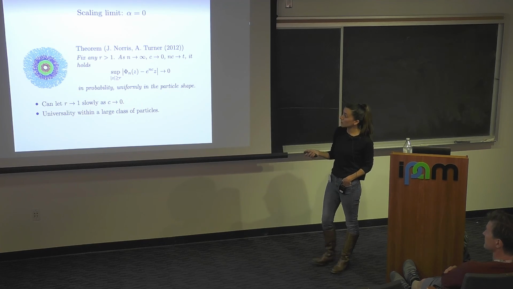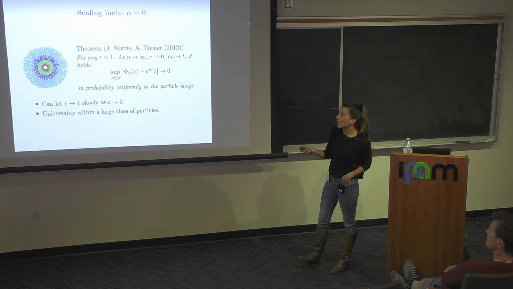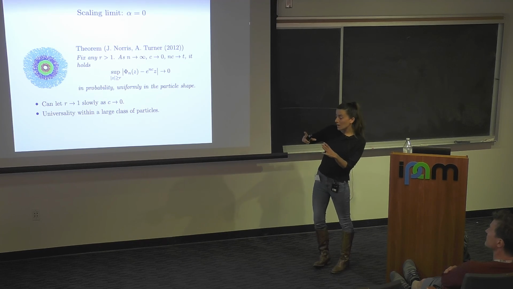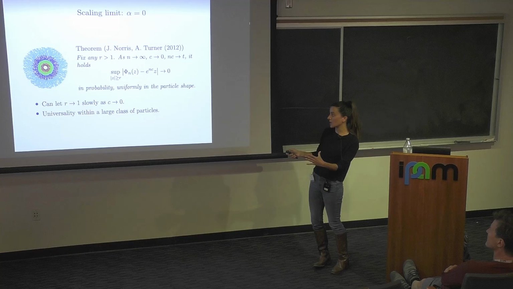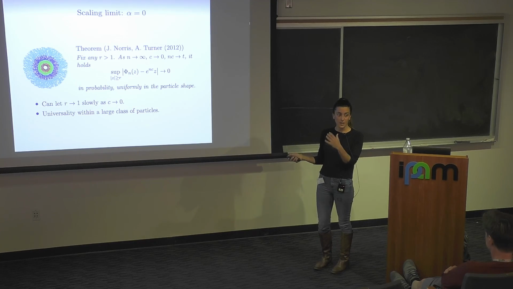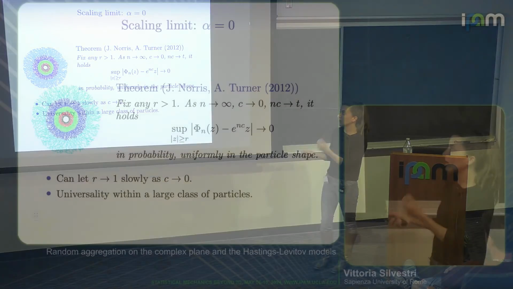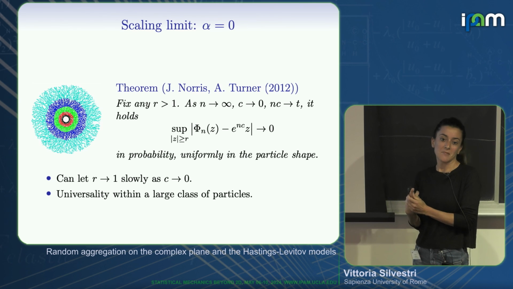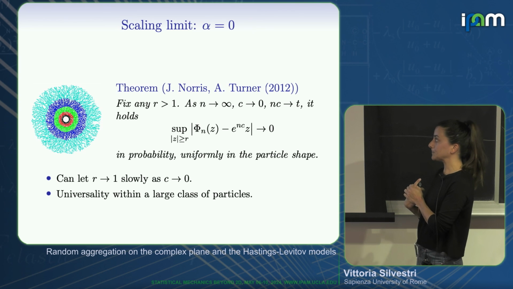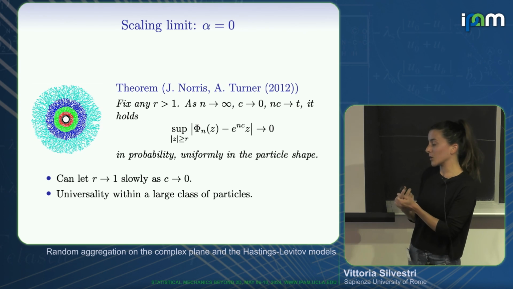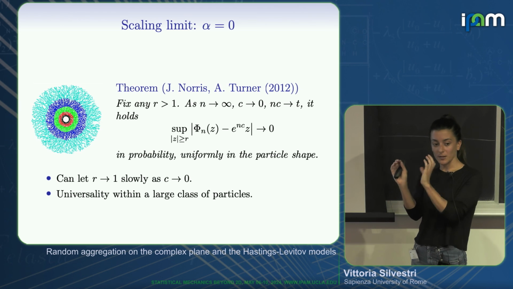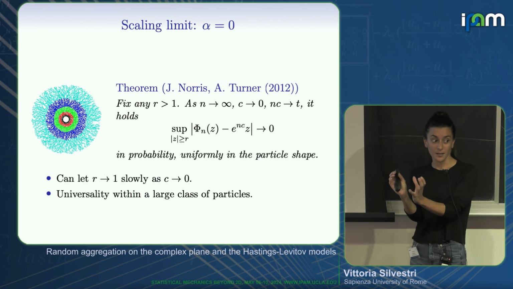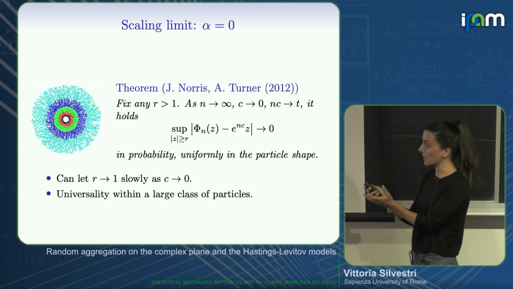Okay, and this is also true if you approach the unit disk slowly as you grow the cluster, so you don't need to stay bounded away from the cluster. And you don't need the particles to be slits. You can take any compact subsets of the complex plane that you like. It's just important that the complement of the particle union the unit disk is simply connected, because you want to be able to use the Riemann mapping theorem.